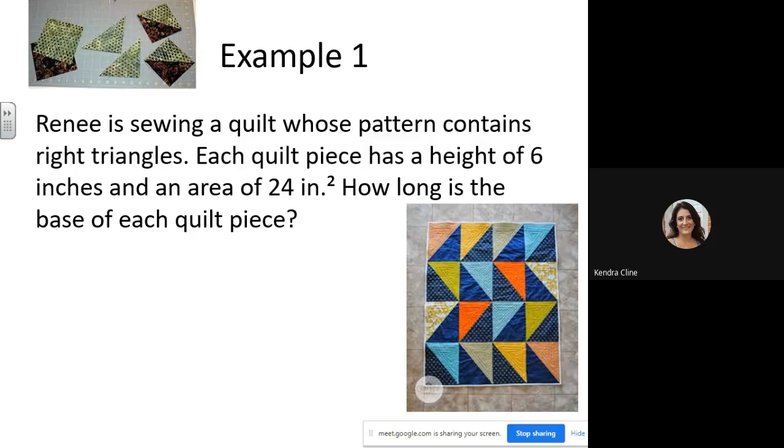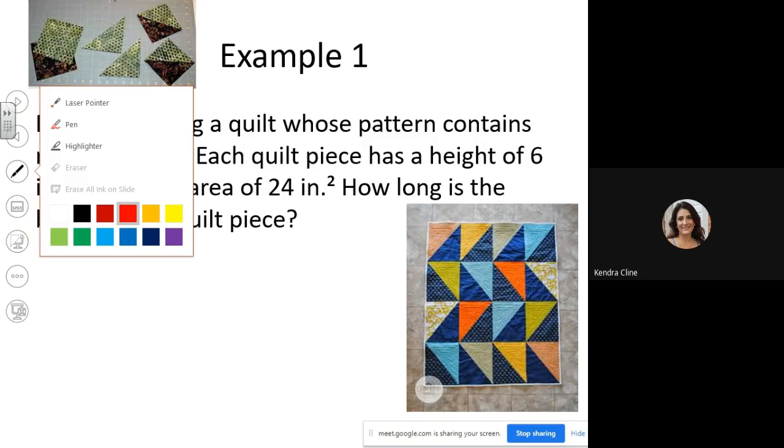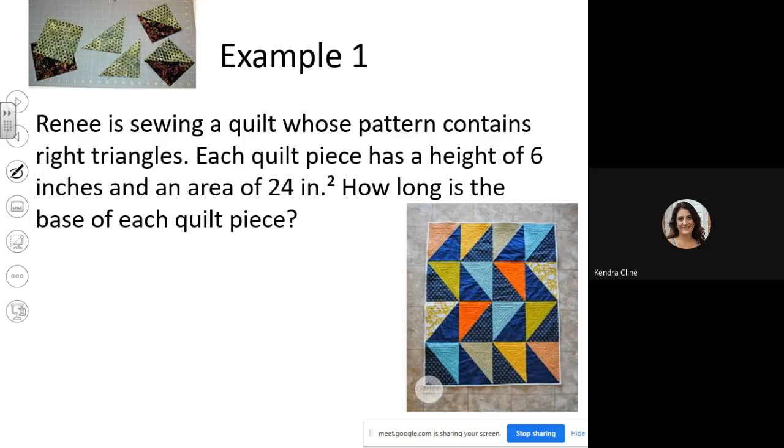It says, Renee is sewing a quilt whose pattern contains right triangles. Each quilt piece has a height of 6 inches and an area of 24 square inches. How long is the base of each quilt piece? Notice they're not talking about the entire quilt here. They're just talking about these little pieces that you can see in the picture. So it would be like this piece or this piece, okay?